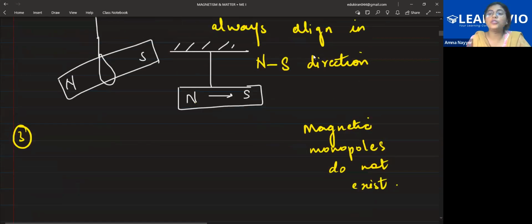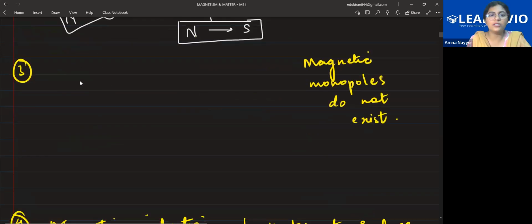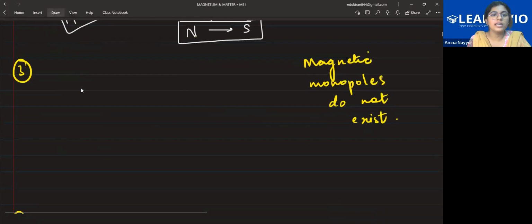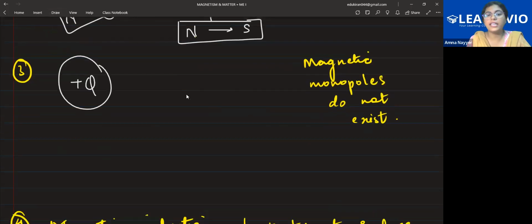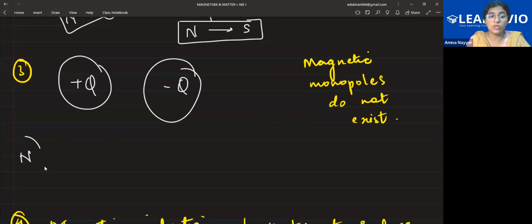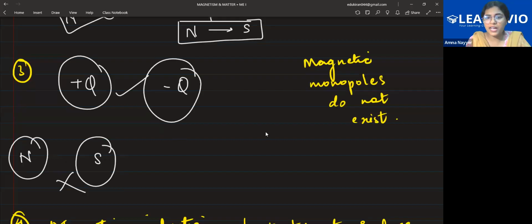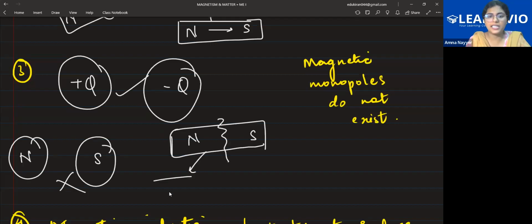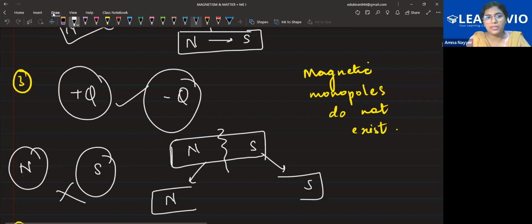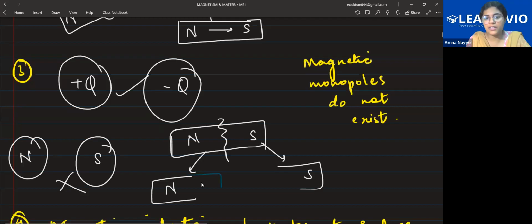Then, magnetic monopoles do not exist. You can have plus Q existing, you can have minus Q existing, but you can never have a North Pole or South Pole existing alone. This is not possible. Even if I take a magnet, North, South, and I cut it, I don't get a separate North and South end. The other side which is left develops South, and the opposite side develops North.